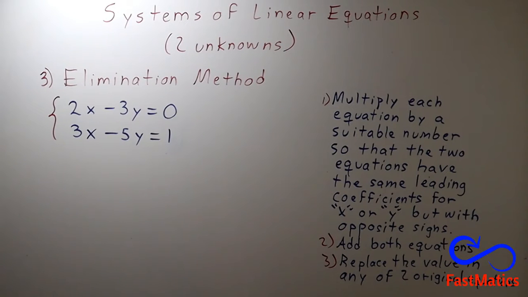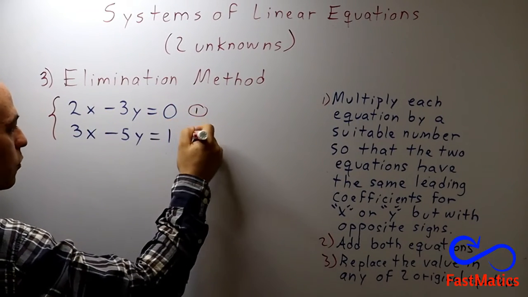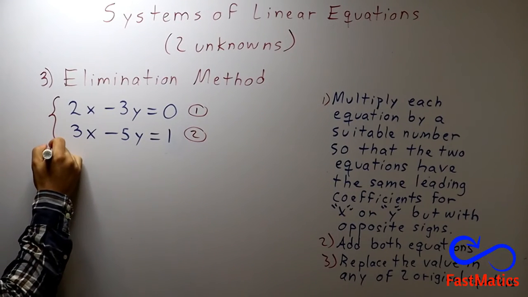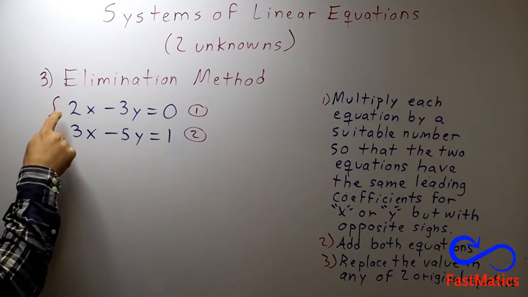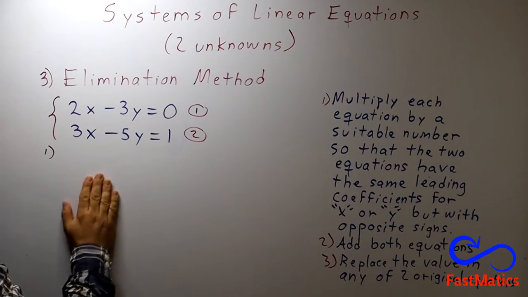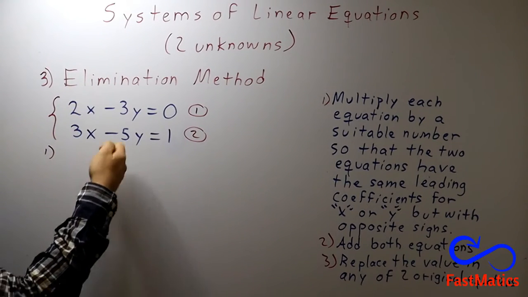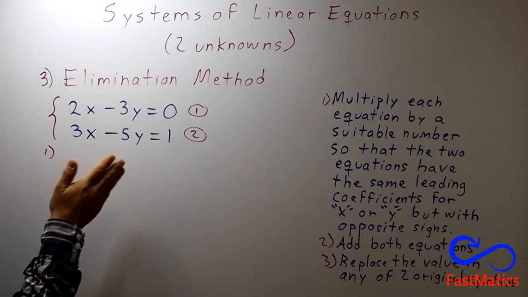After that, we are going to follow three simple steps. Step 1. But first, we can call the first equation 1, the second equation 2. So, first step. We are going to multiply each equation by a number, such that when we add x or we add y, x disappears or y disappears.